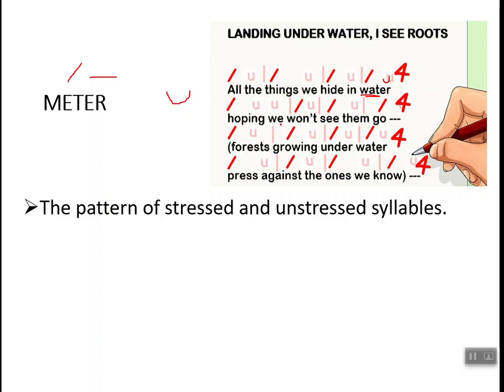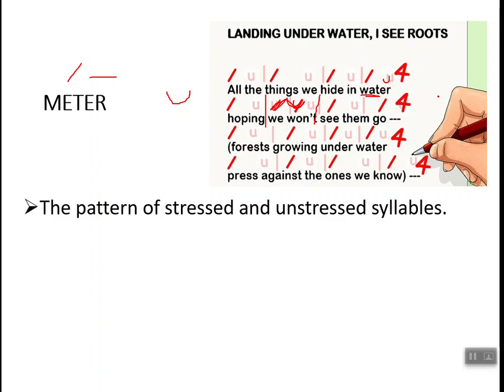Now, there's a weird thing going on here because most of these are that up, down, up, down, up, down, hoping. Now, I would mark this as we, like that, which is one of the reasons I don't have you do scansion, because it's weird. Hoping we won't see them go. Maybe they marked it wrong because it should be like that. They kind of messed up here, and there's not two syllables in won't either, right? So we have one, two, three, four. The fourth one here is just emphasized, the stressed syllable.